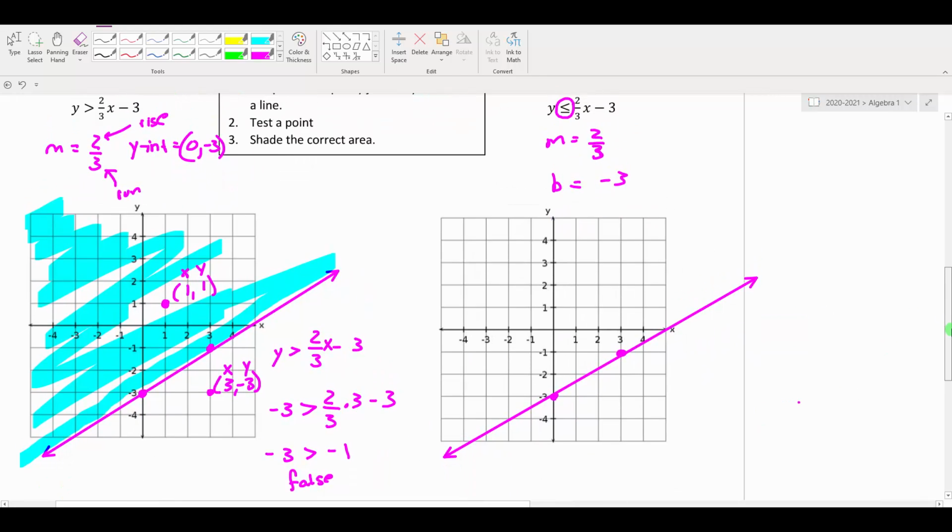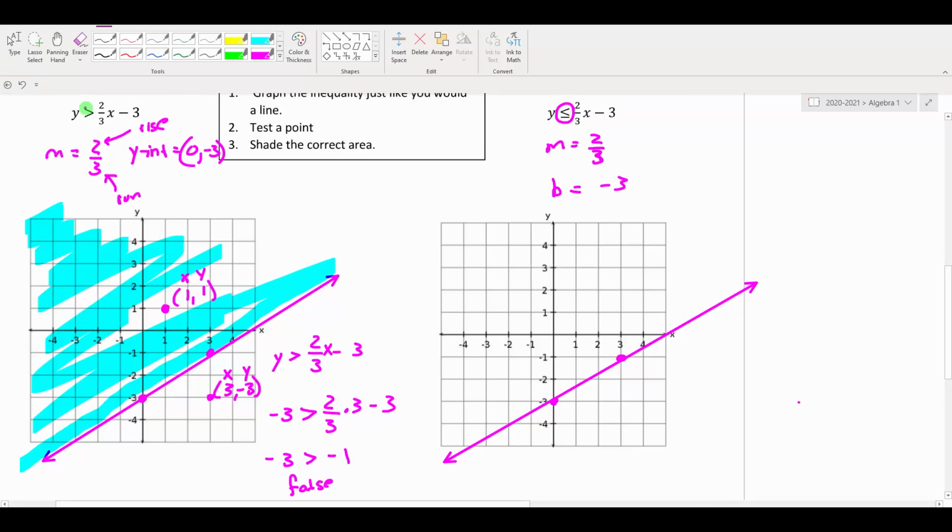Now, you might be thinking, when it was greater than, we shaded this side of the line. The inequality symbol did flip here, so now it says less than. What do you think is going to happen with what side we shade? All right, let's test the same 2 points. I'm going to test (1, 1), just like we did last time, and I'm also going to test (3, -3). So I want to test a point on each side.